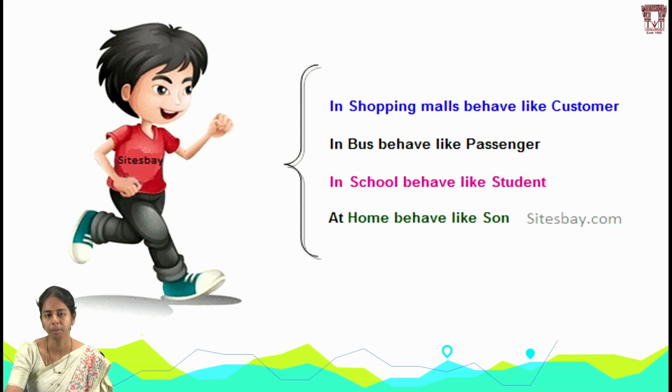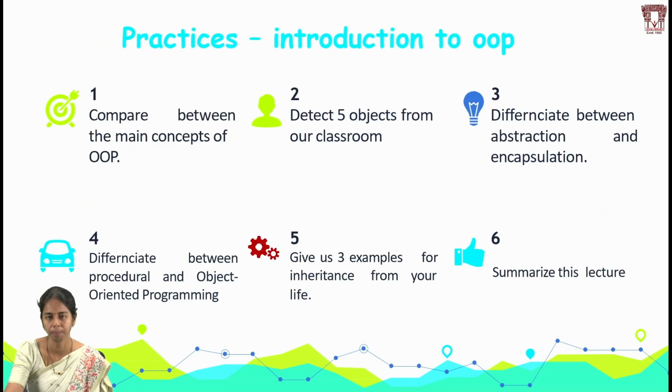And one more example: we can take a boy in a shopping mall. He behaves like a customer. On the bus, he travels like a passenger. If he goes to school, he will be like a student. And if he is at home, he will be like a son. So all these are different forms, an example of polymorphism.